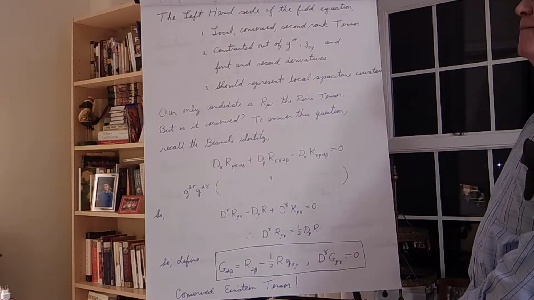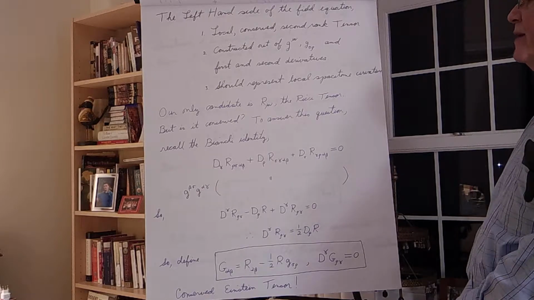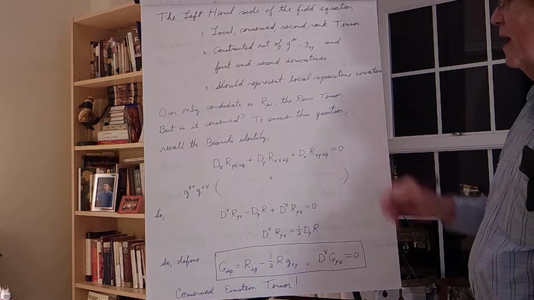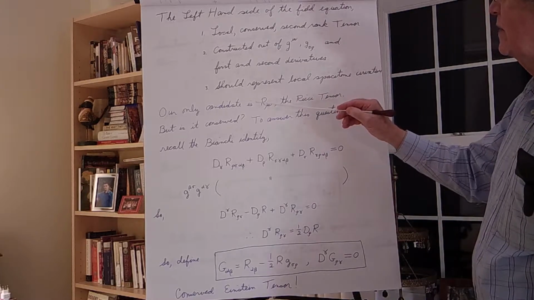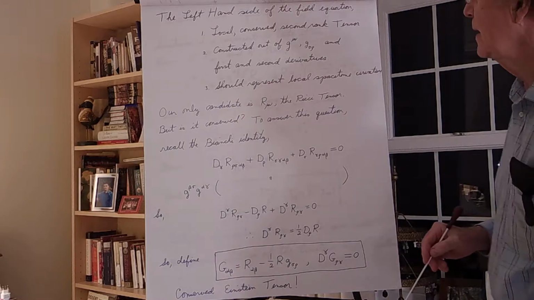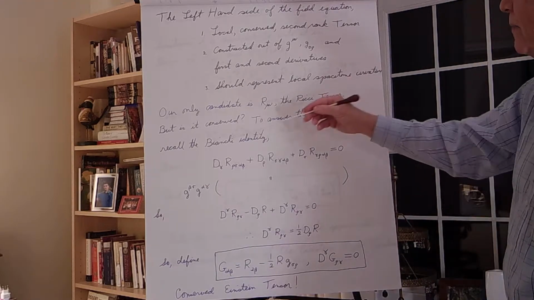Okay, but it has to satisfy a conservation law. Energy momentum is conserved. Is the Ricci tensor conserved? To answer this question, I have to look at the covariant derivative applied to the Ricci tensor with the indices properly contracted. Well, to answer the question, I go back to the Bianchi identity.